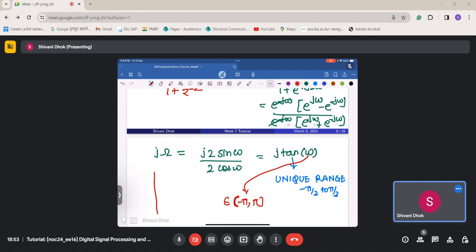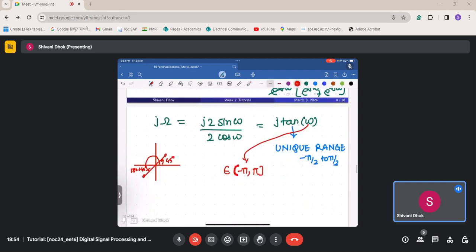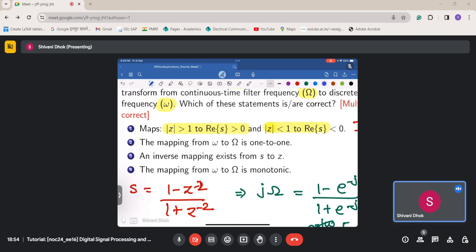For example, for a point which is here, and a point which is here, this has 45 degrees as angle, and this thing will have 180 degrees plus 45, that is 225 degrees as angle. So for both of these points I'll have tan of omega as 1. Which means that for two values I am getting the same value of capital Omega, which means that this is not a 1-to-1 function. The second option was that the mapping from small omega to capital Omega is 1-to-1, so this is wrong.